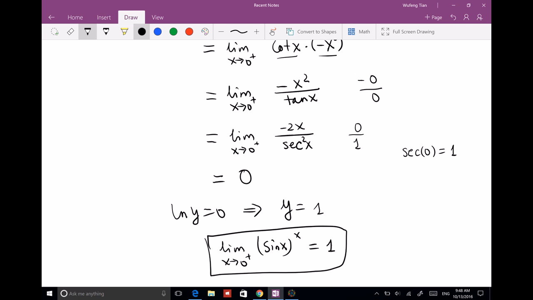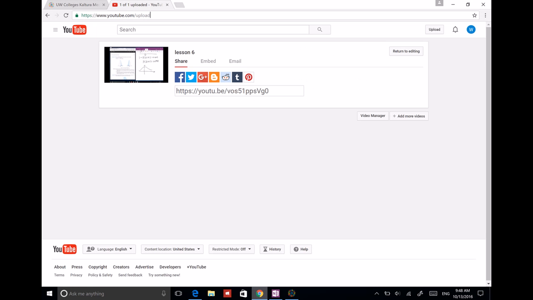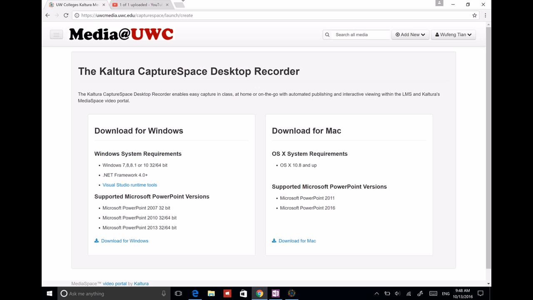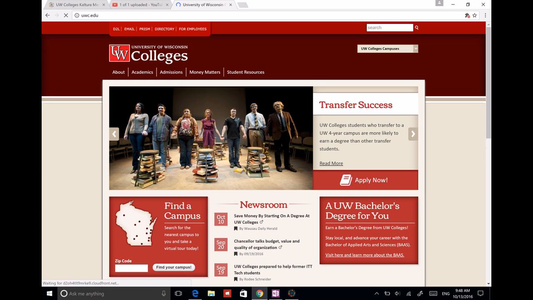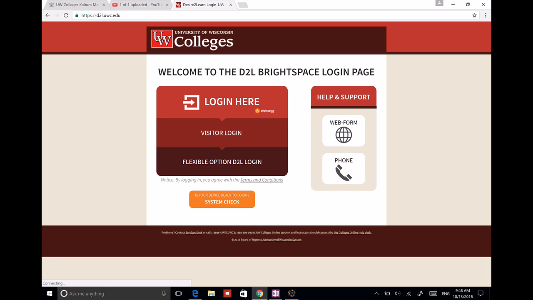Alright, I think that's it for L'Hopital's rule. We are done with L'Hopital's rule. Tomorrow we're going to do the improper integral. Do you have any question on your homework? Homework 6. I think it's homework 6, right? Does anyone have any question on your homework 6? We have not checked it yet.